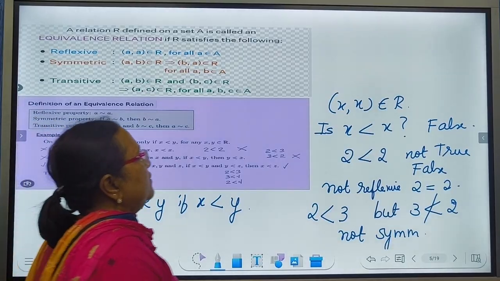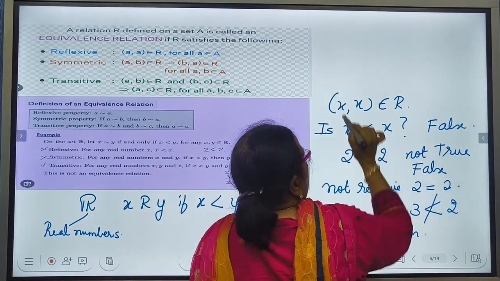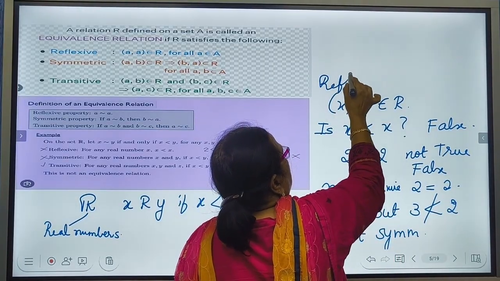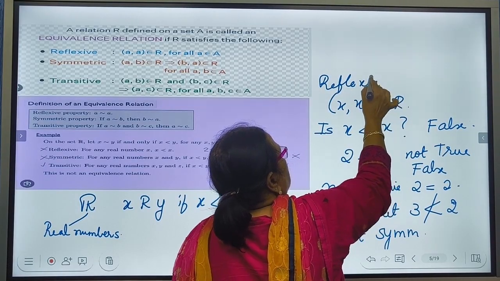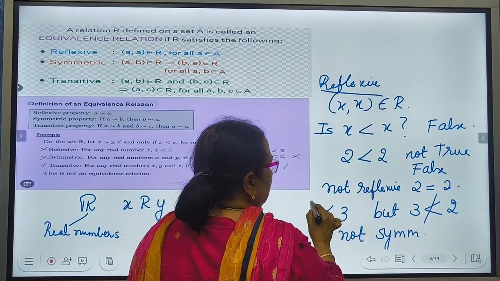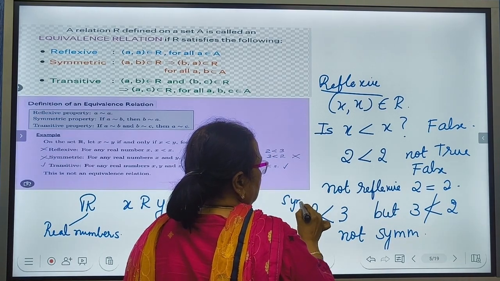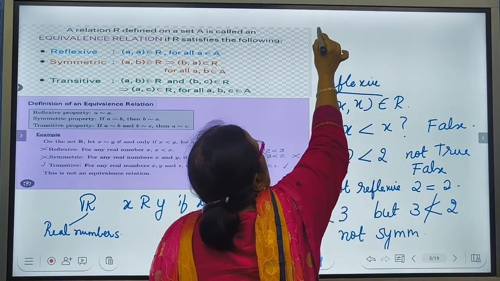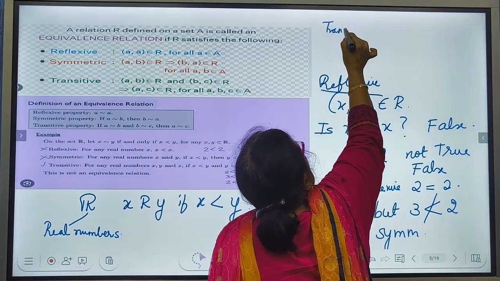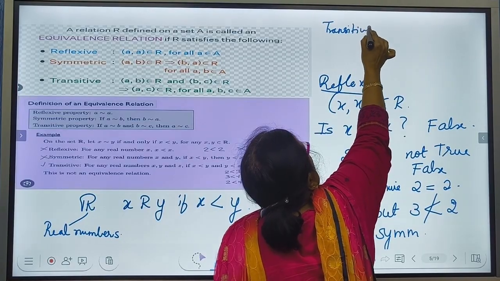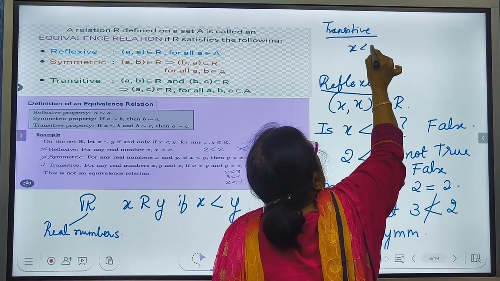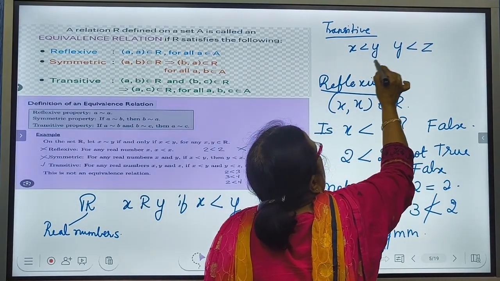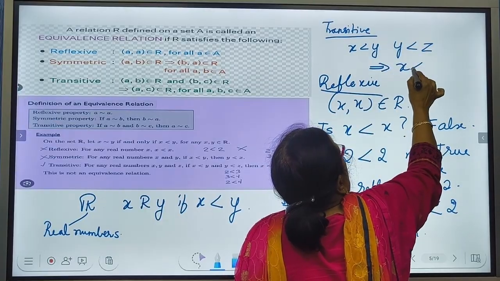Is it transitive? We checked for reflexivity, then we checked for symmetric. Next, transitivity. X is less than y and y is less than z. So what does this imply? X is less than z.